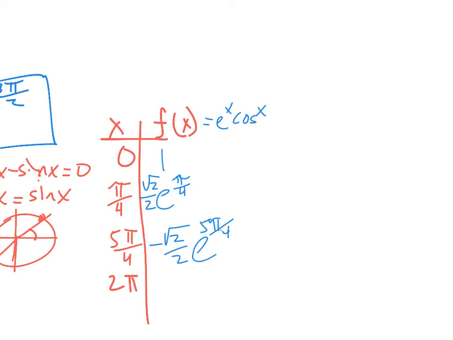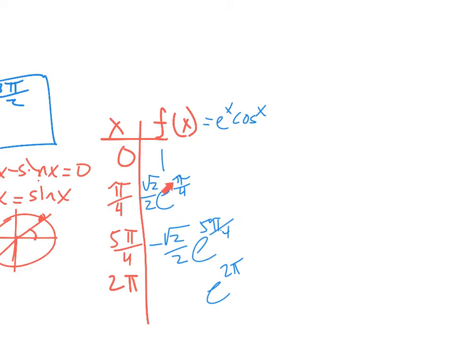And then last but not least, we plug in 2 pi. Cosine of 2 pi is, again, 1. It's the same as 0. And we get e to the 2 pi times 1, which is e to the 2 pi. All right, so we are looking for a minimum value, okay? And this is a no calculator problem. And we don't even necessarily need a calculator for it, as you'll see. So 1 is 1. Okay, is this bigger or smaller than 1? Well, let's see.